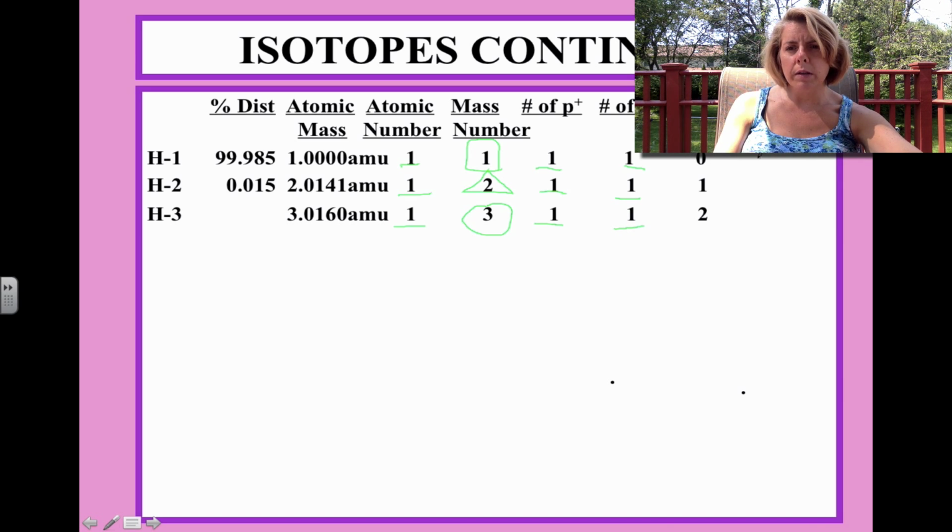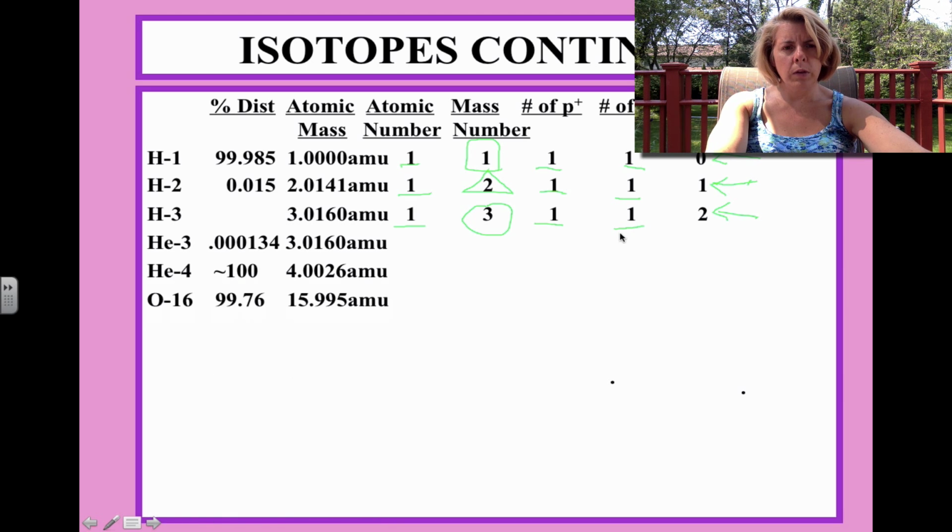However, guess what? Hydrogen 1 does not have the presence of a neutron. You'll see this question again on a quiz or a test. Hydrogen 1, mass number 1, does not have the presence of a neutron. However, hydrogen 2, which is called deuterium, that probably sounds familiar, notice it has 1 neutron. And then tritium, which is mass number 3, has 2 neutrons.